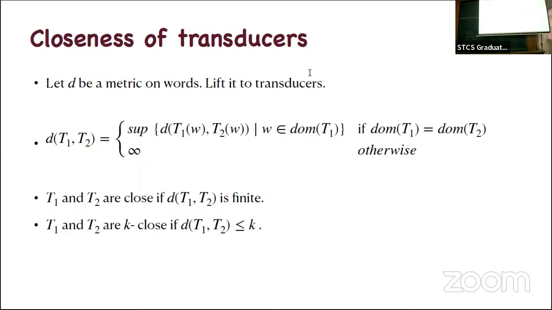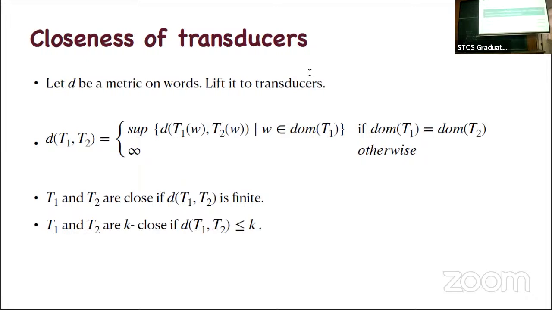So now what does this D measure? D measures, on any input, how far apart their outputs can be. And we can say that T1 and T2 are close if D of T1, T2 is finite. And T1 and T2 are K-close if D of T1, T2 is at most K. If the domains are different, I would have defined it as undefined, just to make it a metric.